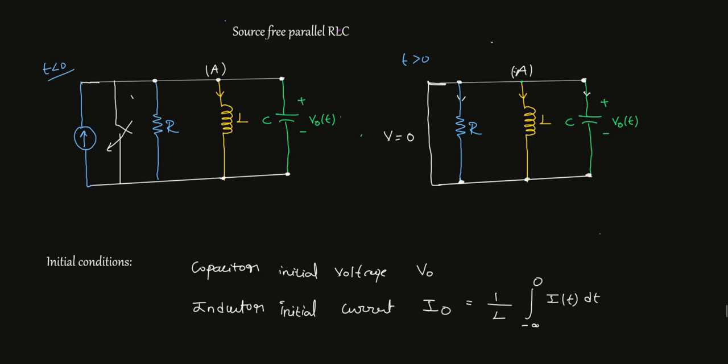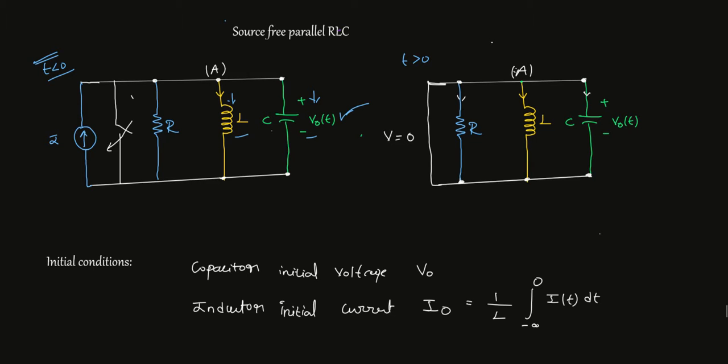So we are going to derive the voltage equation, or voltage response, for the parallel RLC circuit. You can see that at t less than 0 the switch is in the open condition. In that condition the current I charges the inductor and the capacitor. So at t less than 0 the inductor and the capacitor are fully charged.